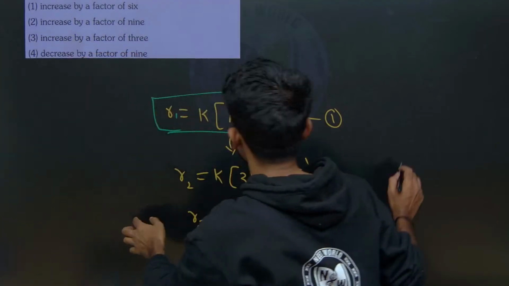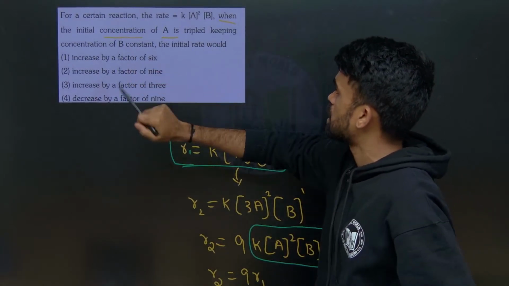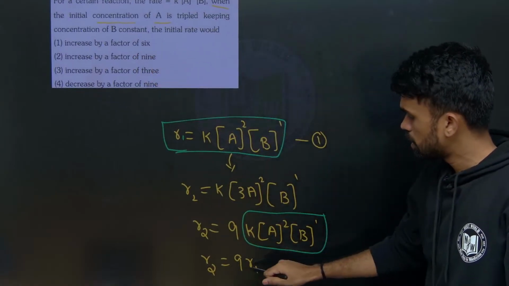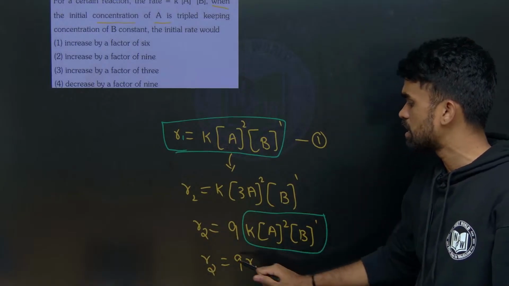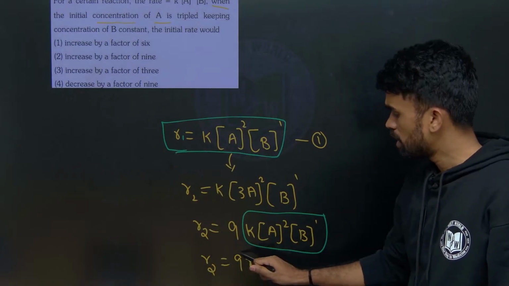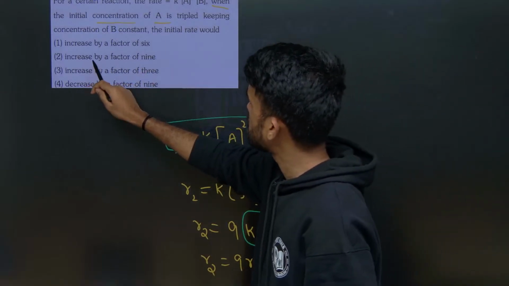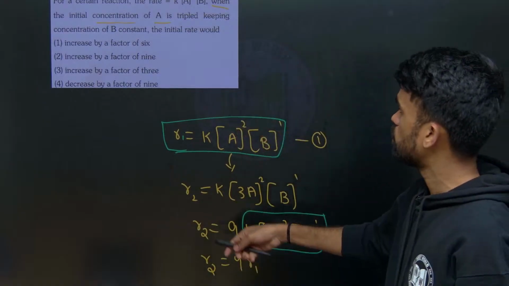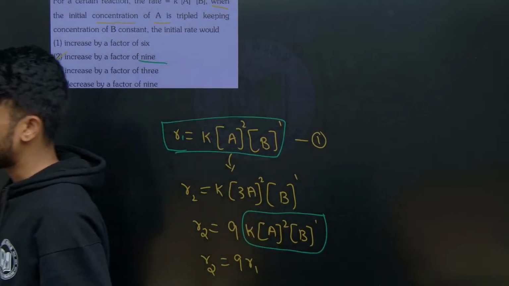Look here, what they are asking: the concentration of A is tripled, the concentration of B remains constant. What happens to the initial rate? When we compare the final rate and the initial rate, the final rate will be 9 times the initial rate. So the initial rate is increased by a factor of 9. So we can go with option number 2. I hope it is clear without any confusion.